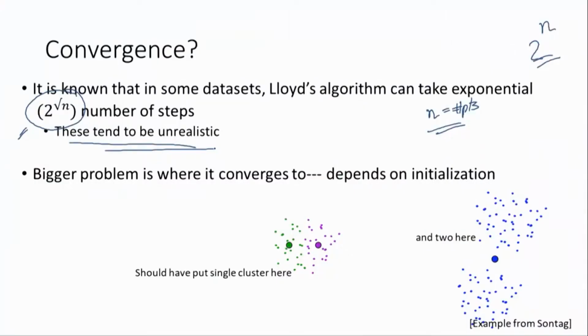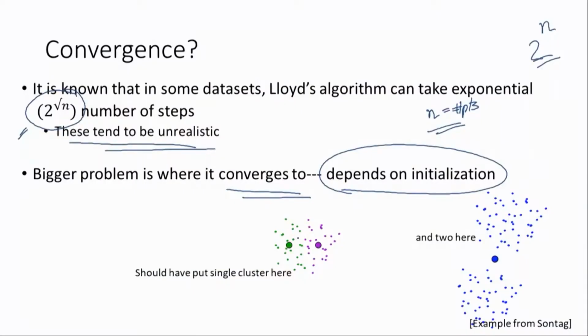Imagine the n that you will be dealing with. Today in the lab, you'll be dealing with n of the order of, let's say, 2000. So if I give you an algorithm that's 2 to the power 2000, no way. You're sitting here till the sun dies. However, these tend to be very unrealistic data sets, kind of made up. So that is not the major problem of k-means, of Lloyd's. The major problem is where it converges to. Let's see some examples. It turns out that where it converges to depends a lot on the initialization.